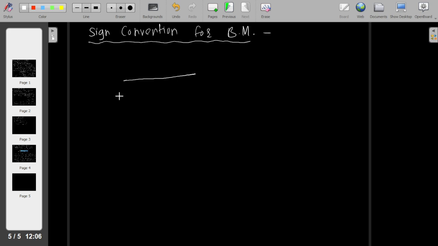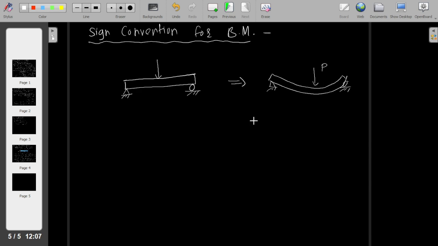If I apply a load on a simply supported beam, the beam deflects like this under the application of this load. This is the support I have made here, correct? This is all the deflection under the application of the load. This is called sagging moment.